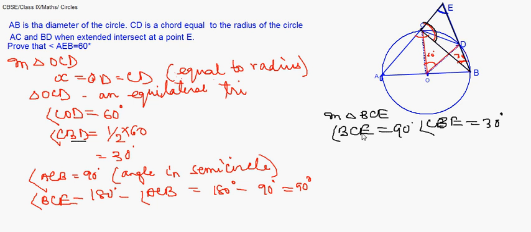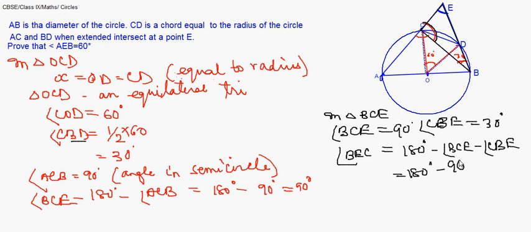So what is the rest of the part? That is, BEC will be 180 minus BCE and CBE. So that's 180 minus 90, minus 30. That's 120. So 180 minus 120 gives us 60 degrees. So this part is 60 degrees. That's what we were supposed to prove. We got our proof then. Let's move on with another question.